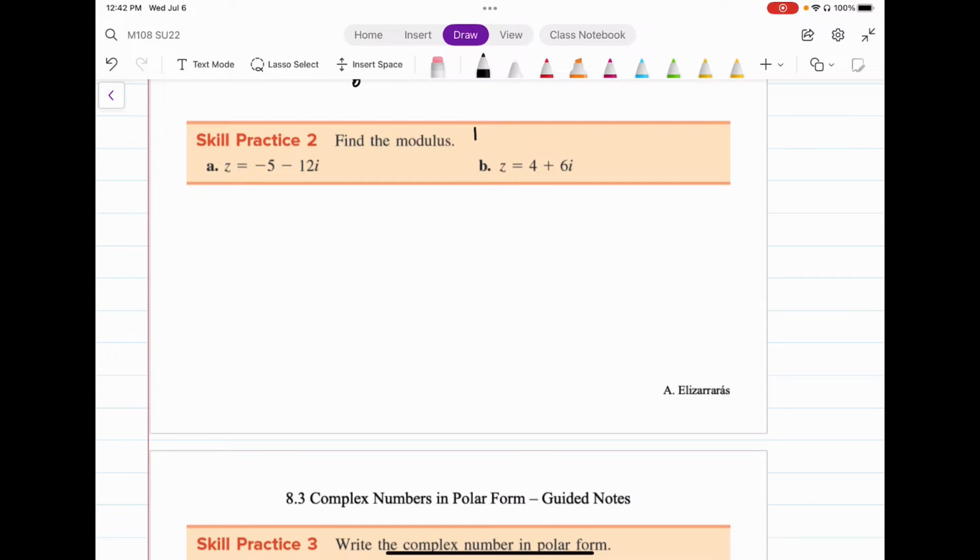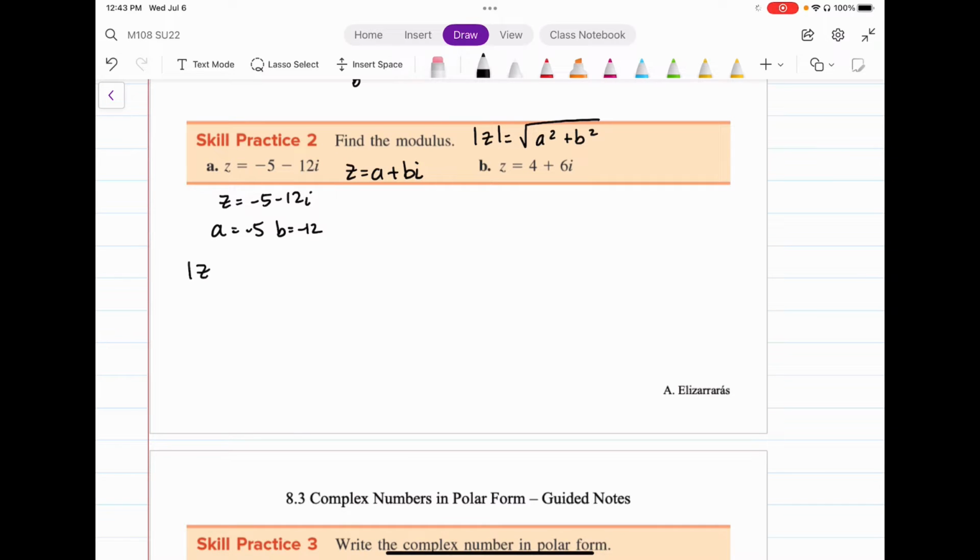Finding the modulus, which is shown by taking the absolute value of z, is found by taking the square root of a squared plus b squared. And remember, it is the distance between the point that you have and the origin 0, 0 in the complex plane. For this question, z is given. We have -5 minus 12i, and that's written in complex form. Remember, that's z equals a plus bi.